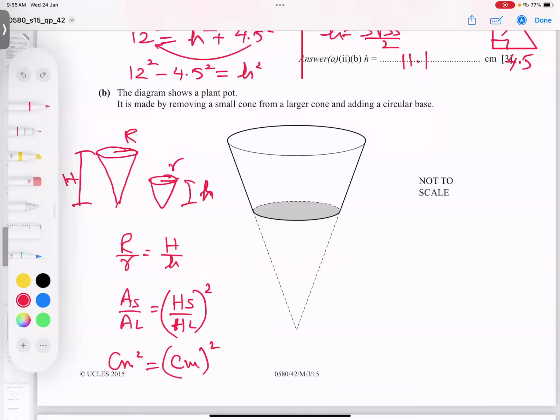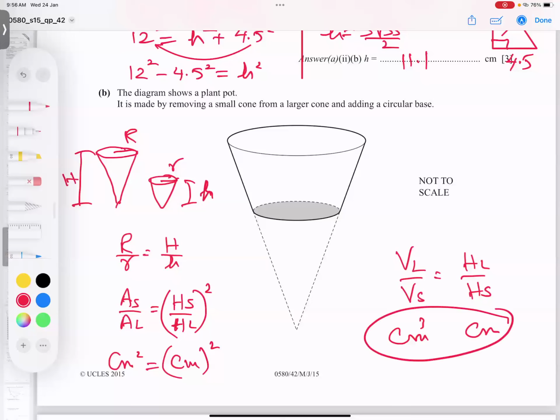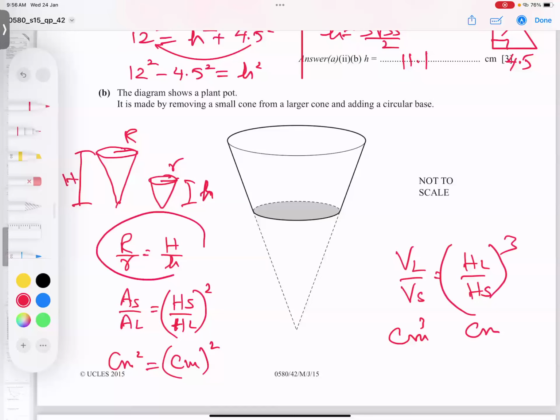And let's talk about volume. Volume of large by volume of small equals height of large by height of small, but volume is measured in centimeter cube, height is measured in centimeter, and they are not balanced. To make them balanced, I will take a power 3 of that. I think now you understood. In lengths, no squaring, no cubing. In case of area, we take the square of the height. In case of volume, I will take the cube.